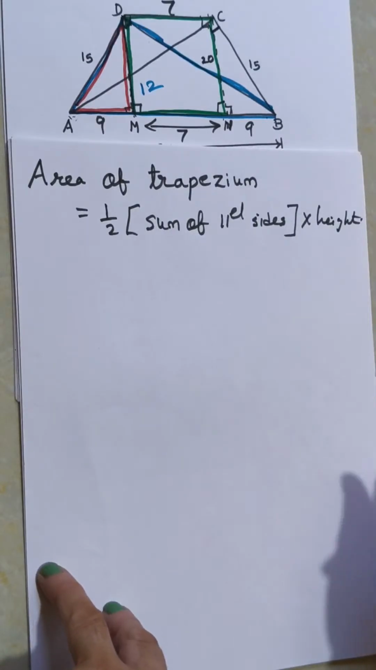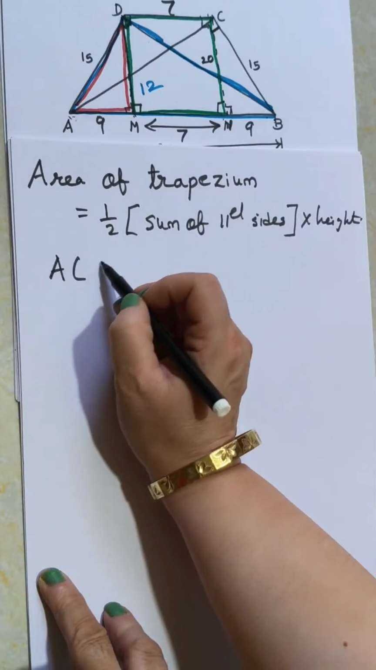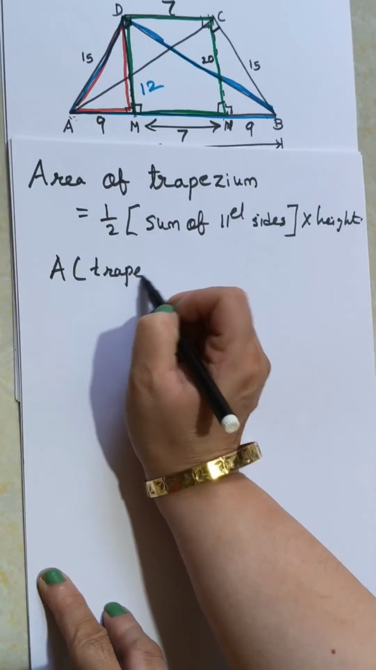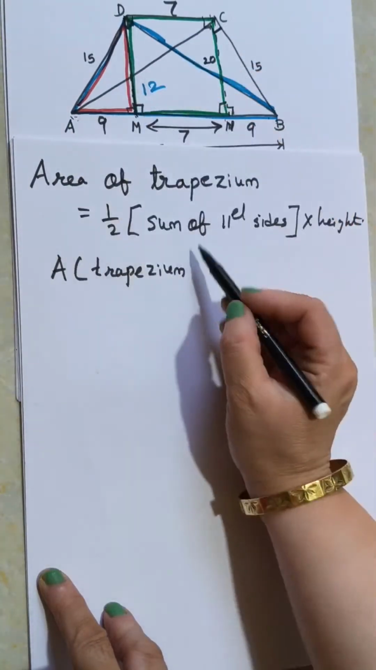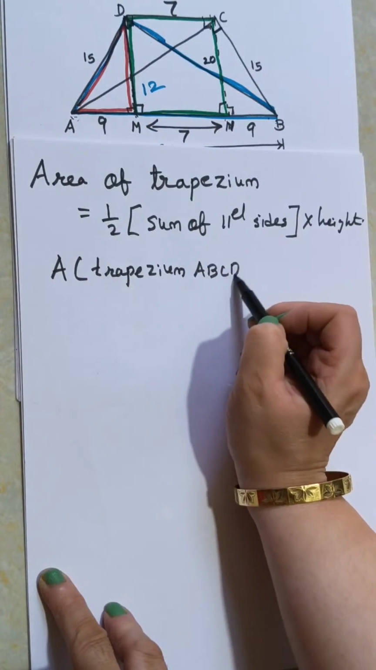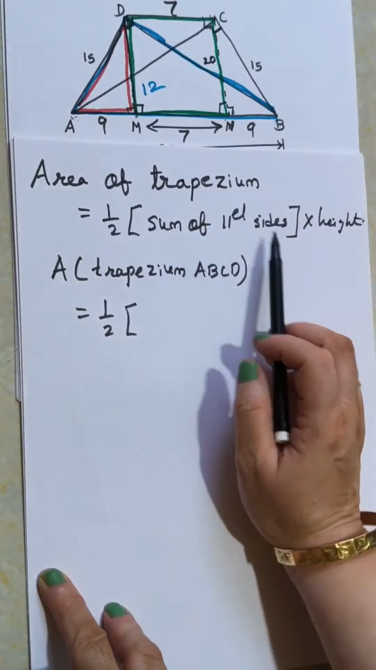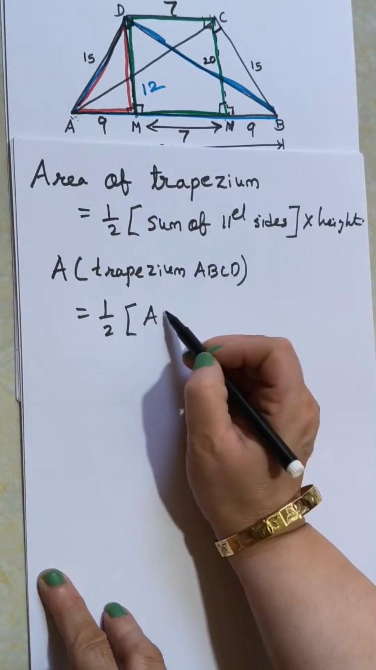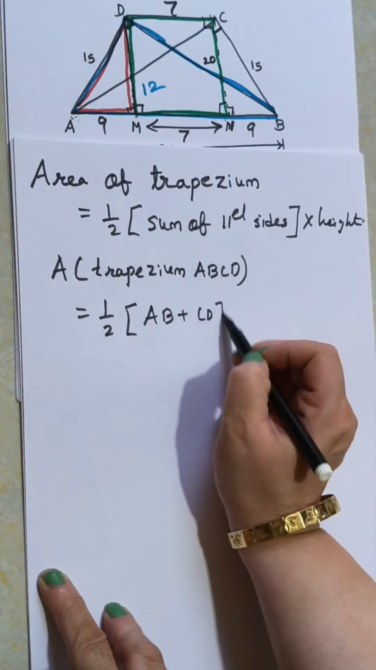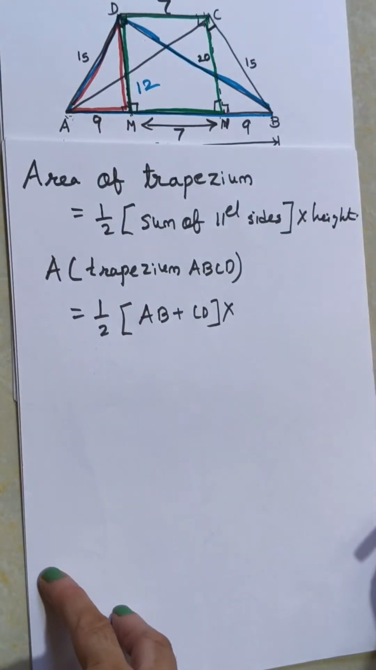Absolutely correct, Shrutika. So now which area are we going to find? Area of trapezium. And which is that trapezium? That is ABCD. That is equal to half, and what is the sum of parallel sides? Which are the parallel sides? AB and CD. So AB plus CD into height. So height we are always taking perpendicular height.